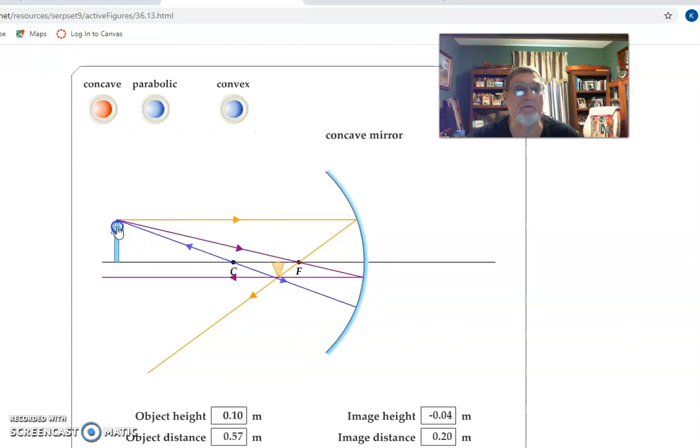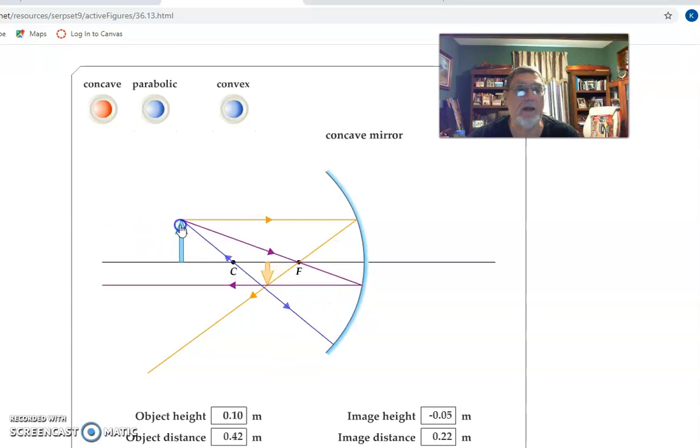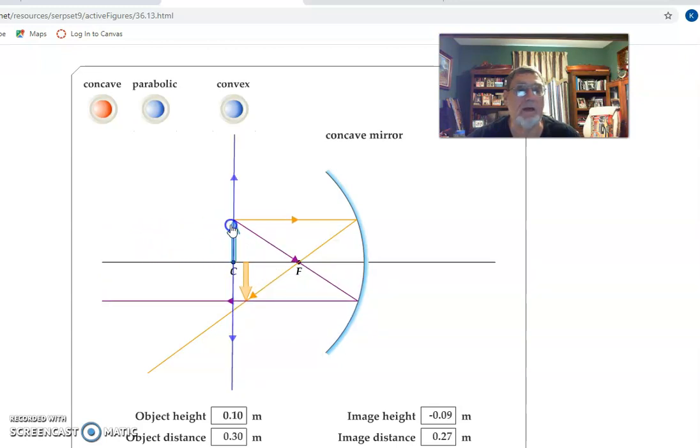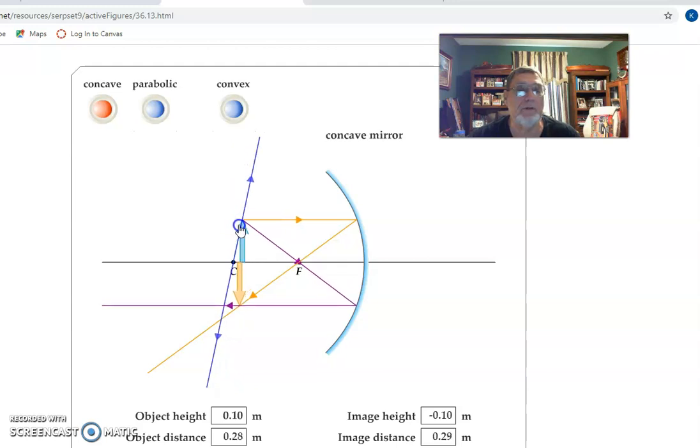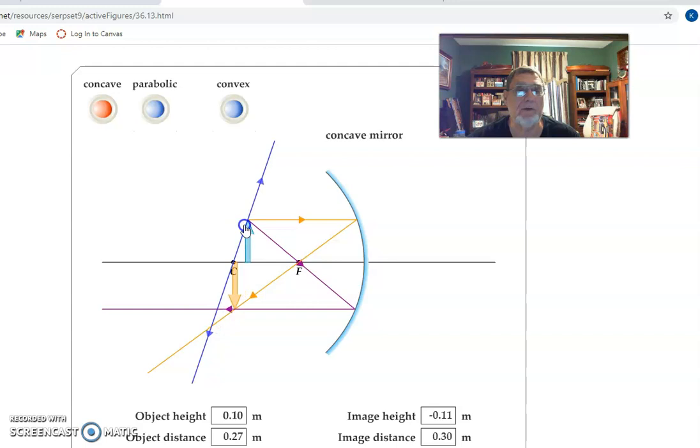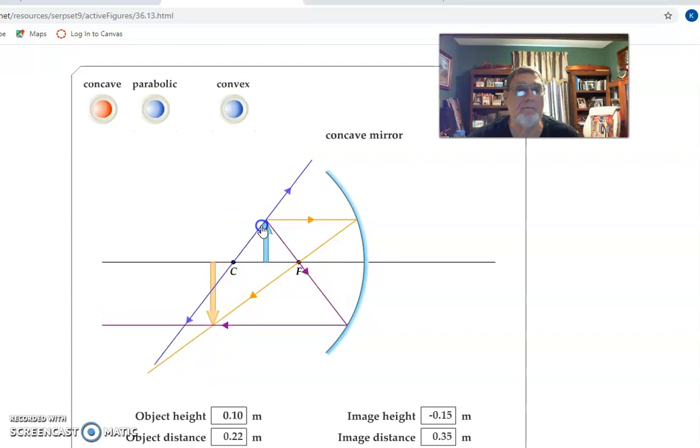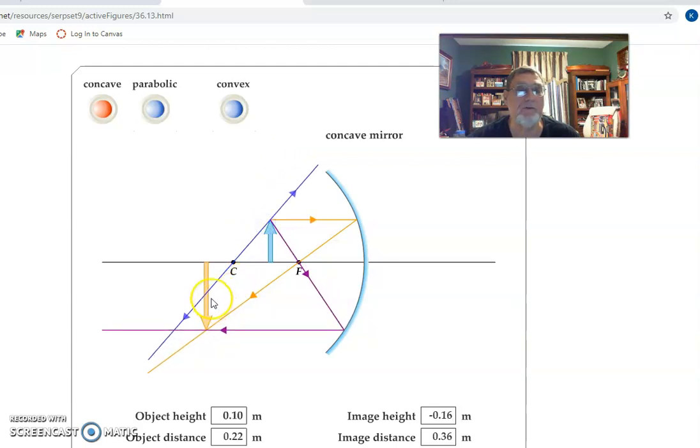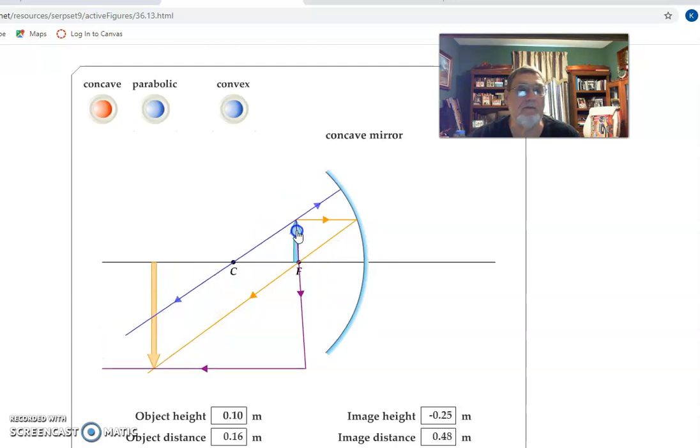If I come from far away, the image moves out toward the center point until I hit the center, and then that point they cross is right close to the center point. And if I keep on going, the image is getting further and further away. These rays are diverging until, when I get to the focal point, it disappears.